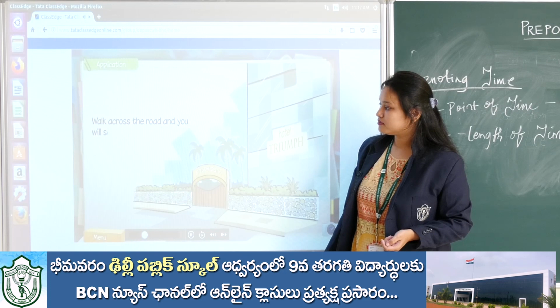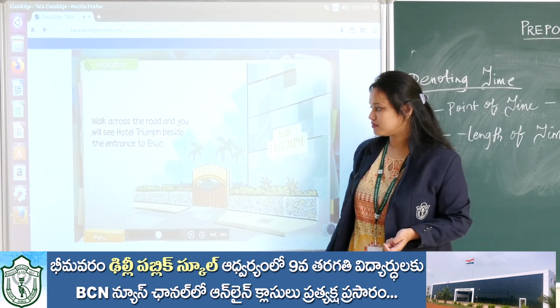Walk across the road and you will see Hotel Triumph beside the entrance to Enjoy Park.